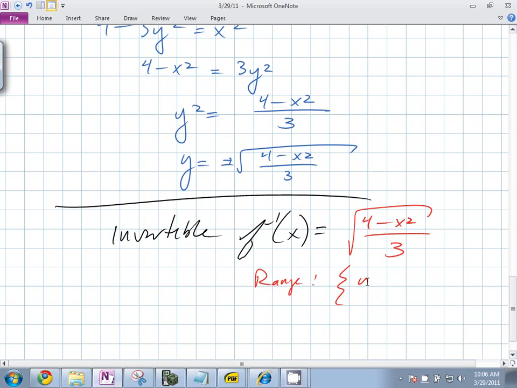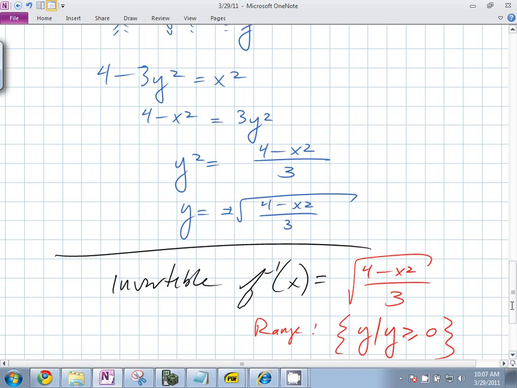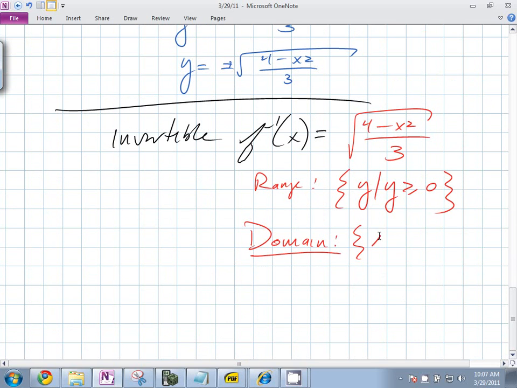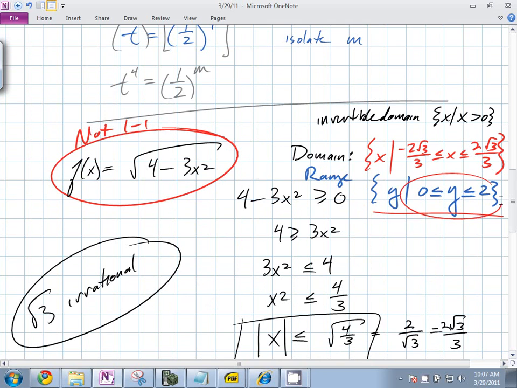Y, such that y is... And what's the domain going to be? That's the question here. What's the domain going to be? Well, the domain of this is the same thing as the range of here. What's the range? Oh, it goes all the way up to 2. So let's guess the domain is going to be x such that x is what? Not greater than. It's between 0 and 2, right? So this is our domain.